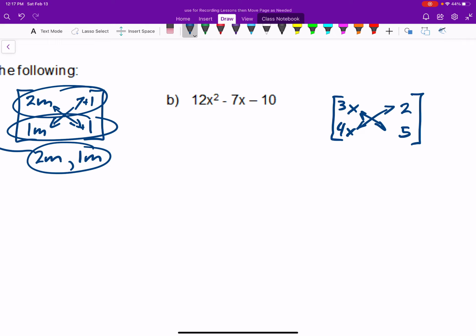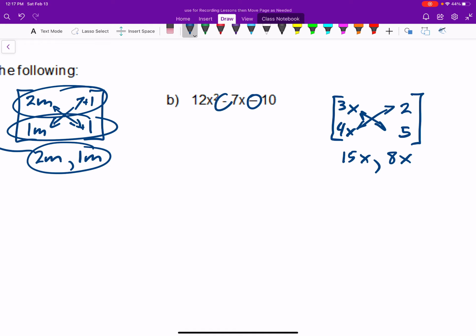3x times 5 is 15x. 4x times 2 is 8x. If I do 15x minus 8x, then I could get 7x. So I think that is what I want. I think I've hit the right combination.